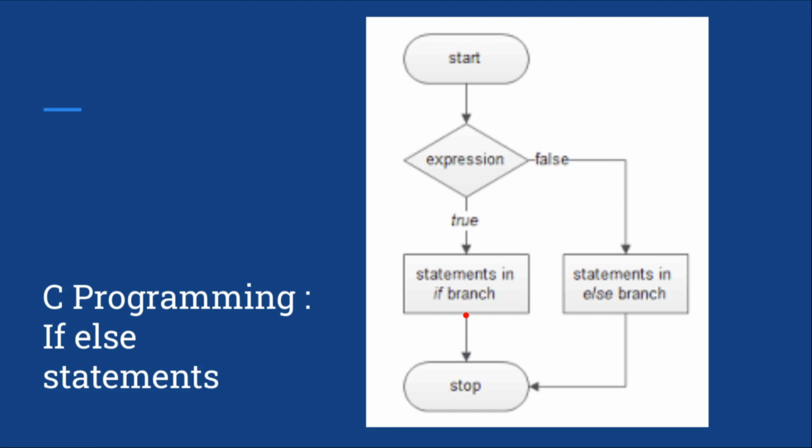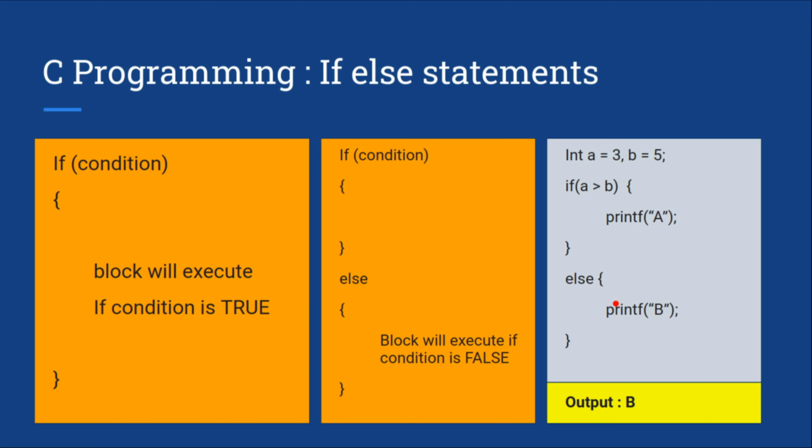So that is the flow of an if-else condition. Simple: if the condition is true, then if will be executed. If the condition is false, then else will be executed. Here we have some examples and syntax. You can see we have the syntax of if. It's not mandatory to always write else; else is optional. But you cannot use else without if. If you want to use else, you always need to use if. Else is optional, but if is mandatory.